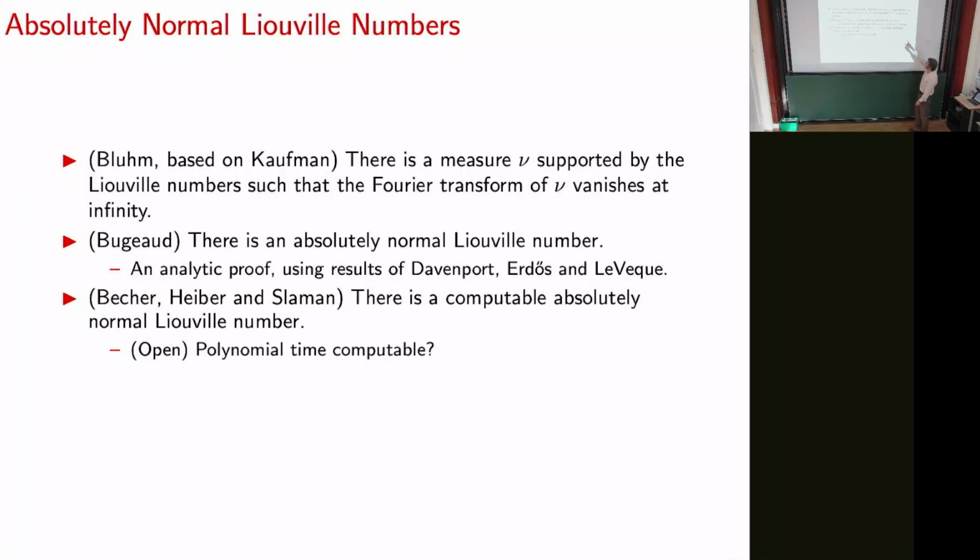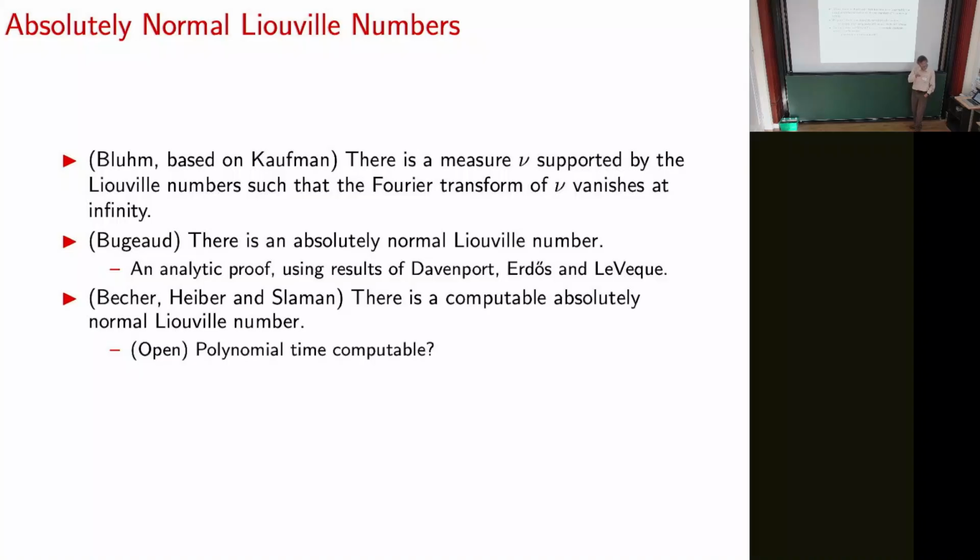And so the first thing that happened is Bloom, based on prior results of Kaufman, found a measure nu which is supported by the Liouville numbers. So the Liouville numbers are random with respect to this measure, and the Fourier transform vanishes at infinity fairly fast, which is an indicator of uniform distribution. And Pegden converted that into proving that there's an absolutely normal Liouville number.